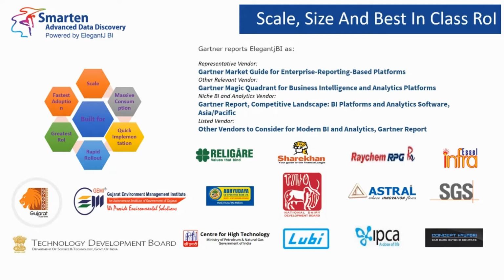Smarten, which is powered by Elegant JBI, one of the oldest business intelligence platforms built in India, which has been used by customers across the country with companies like Sharekhan, Religare, RPG, NTDB. It's listed in multiple Gartner reports, and this particular presentation is going to take you through a small journey introducing you to assisted predictive modeling, which is a part of the augmented analytics suite that we are offering to the users.